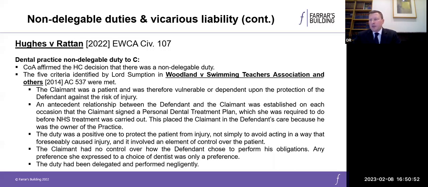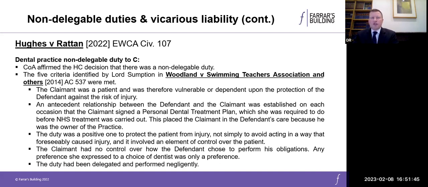And the following were present and applicable in Hughes, and will probably translate into cases in relation to the private provision of healthcare services. So of some general application in the clinical setting, the claimant was in a position of vulnerability or dependency as a patient. There was an antecedent relationship every time the claimant signed a contract with the defendant's practice. Effectively, she entered the care of that practice. There was a positive duty on the clinician to protect from injury. That's by the very nature of being a clinical relationship. And the claimant was without any effective control in that relationship. The fifth element of the test being that there was a delegated function and it was performed negligently.